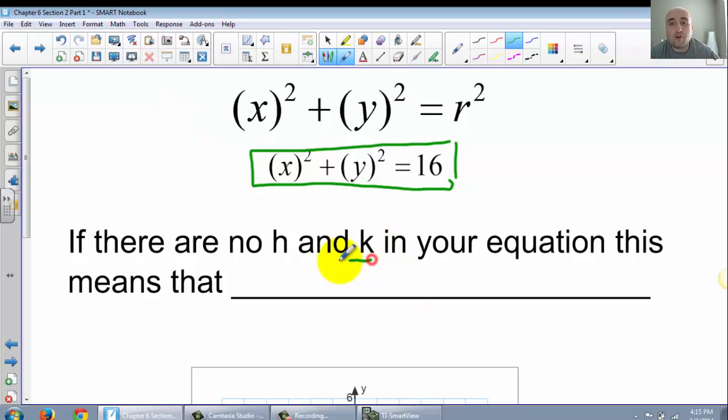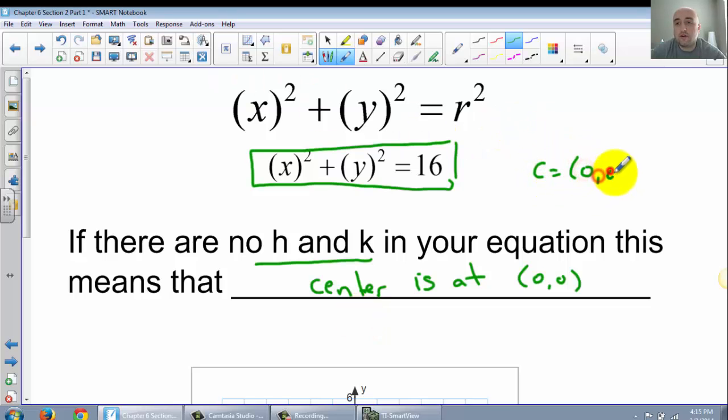Hopefully you notice that there are no h and k in your problem. Okay, so all this means is that your center is at 0, 0. So when there's no h and k, it just means that your center is at 0, 0. So that's actually kind of an easier problem. So for this particular example, if we know the center is 0, 0, we can also figure out the radius.